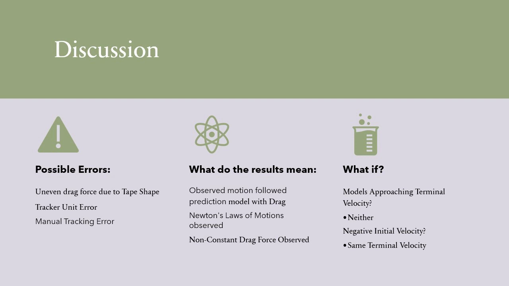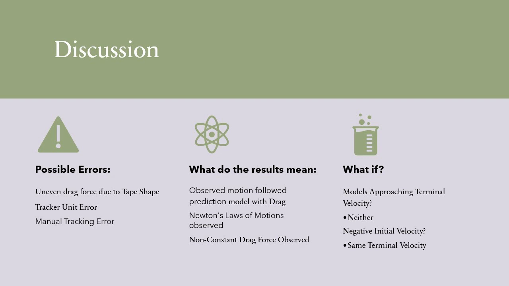So what do these results mean? Firstly, the observed motion followed the prediction model that had drag in it. This suggests that falling motion is non-constant and indicates the existence of drag forces. Newton's laws of motion were observed because since the net force on the object wasn't zero, there was some level of acceleration as the object fell down faster and faster. Finally, we observed the non-constant drag force, which increased in magnitude as the velocity increased.